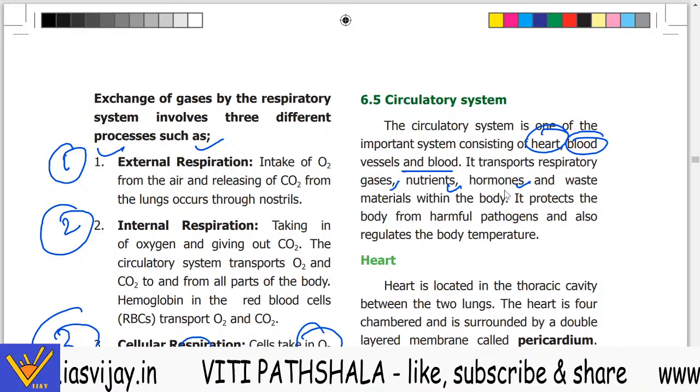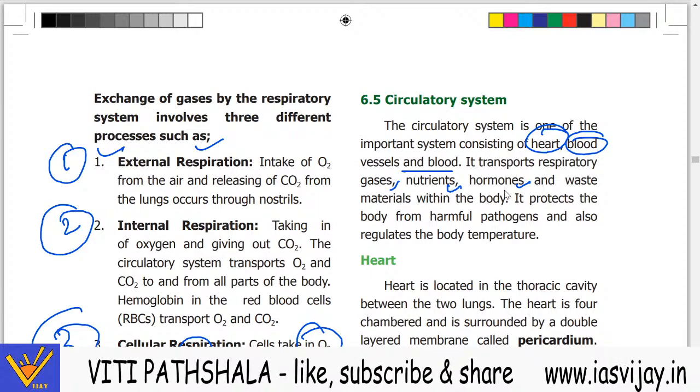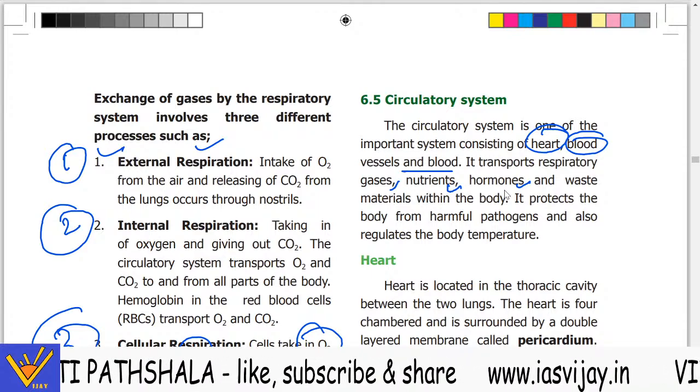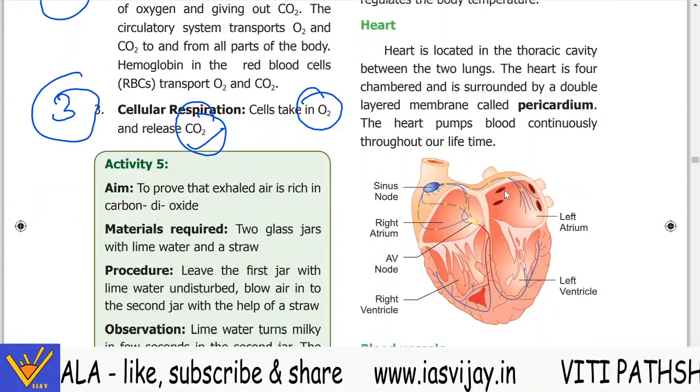So उसका जो regulation होता है वो कौन करता है, circulatory system में. It protects the body from harmful pathogens and also regulates the body temperature. The first comes as the heart.